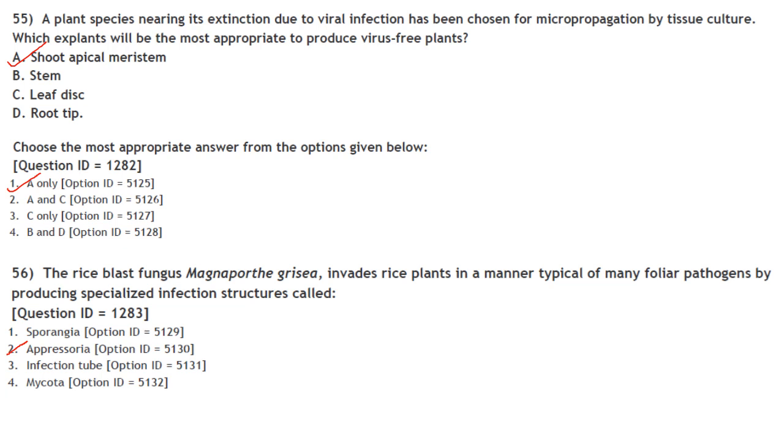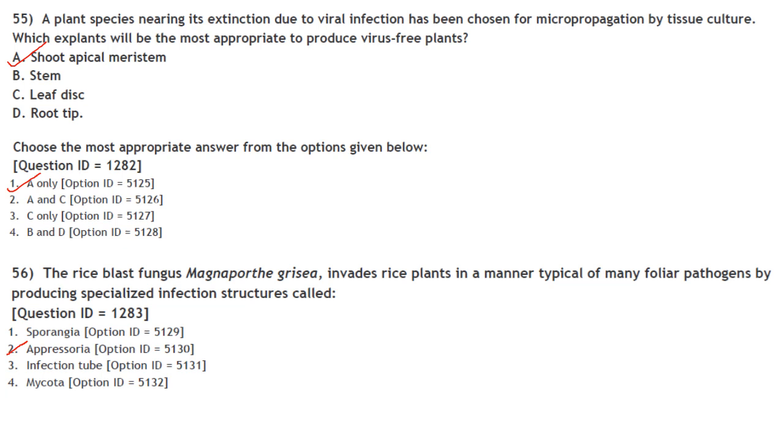Then next one. A plant species nearing its extinction due to viral infection has been chosen for micropropagation by tissue culture. Which explants will be the most appropriate to produce virus-free plants? So naturally, the meristem region is more suitable for propagation of virus-free plants. Answer is option A, that is A only, shoot apical meristem.